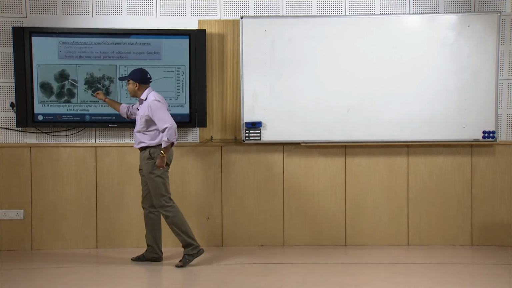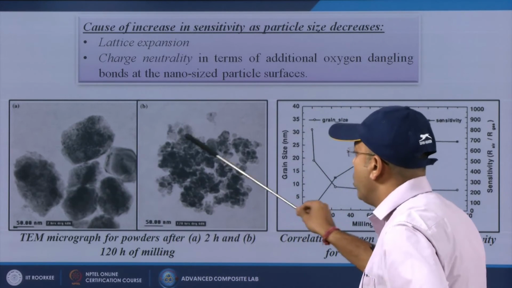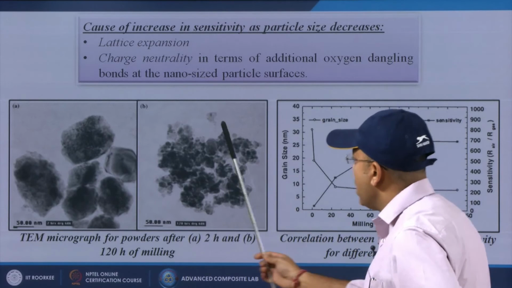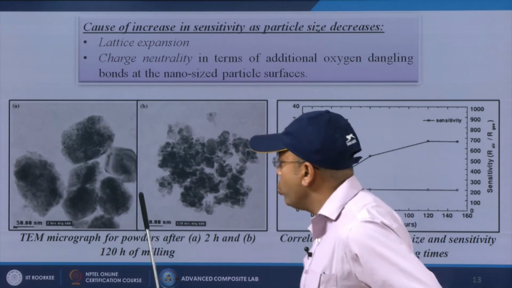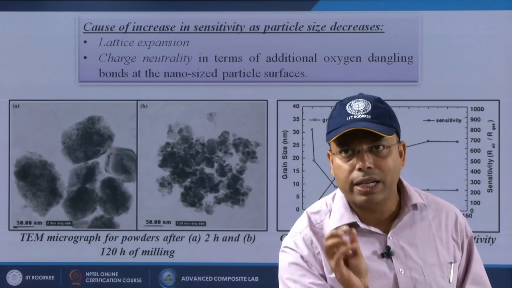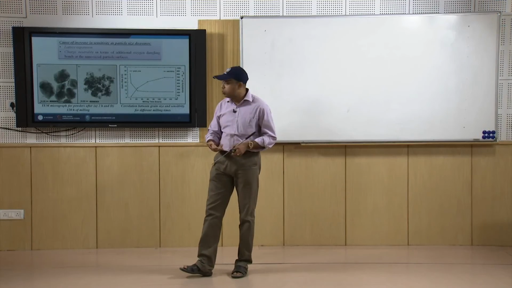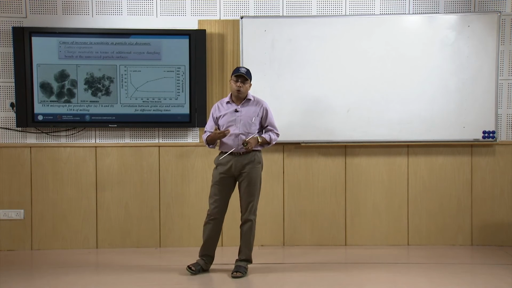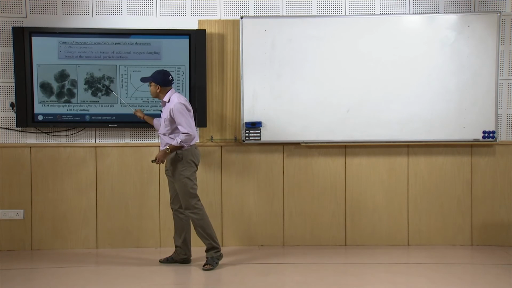So, here is the transmission electron micrograph for powders after 2 hours and after 120 hours of milling. We are going to show you that after 2 hours of milling, there is probably a chance of large particles being present in the system, but when we go for long hours, that means 120 hours, almost 5 days of continuous rigorous milling, the particles come down to a small size.